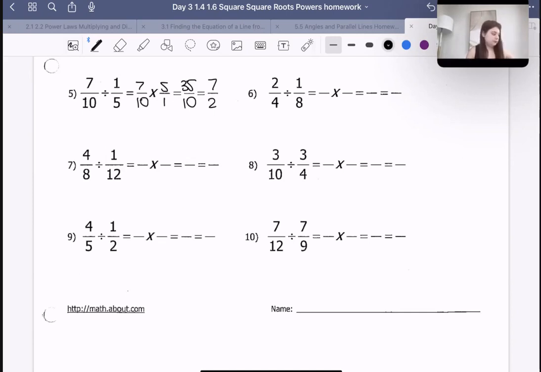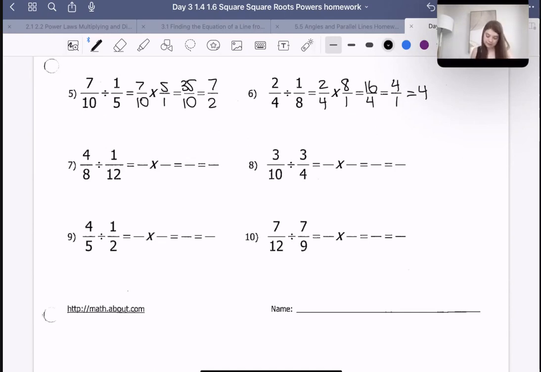Okay. Let's try the next one. 2 over 4 divided by 1 over 8. So that's 2 over 4 times 8 over 1. So 2 times 8 is 16, and 4 times 1 is 4. And 16 divided by 4, well, that's actually evenly divisible, and that would just be 4 or 4 over 1.